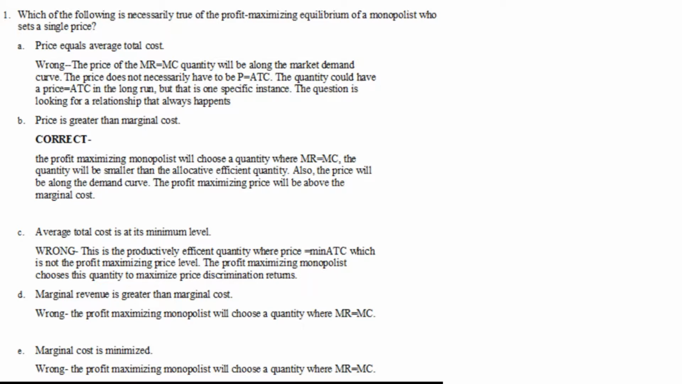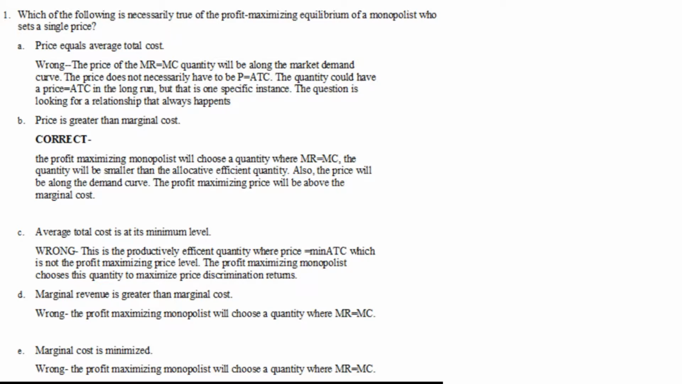C, average total cost is at its minimum level. This is wrong. This is the productively efficient quantity where price equals the minimum ATC, which is not the profit maximizing price level. The profit maximizing monopolist does not choose the quantity where price equals the minimum ATC. D, marginal revenue is greater than marginal cost.